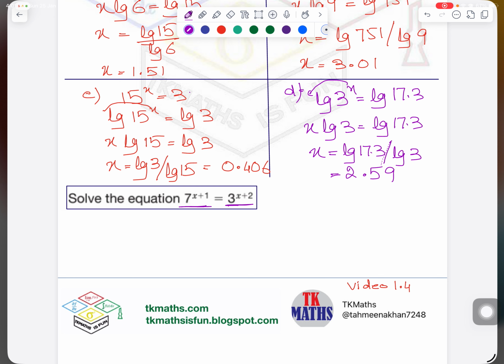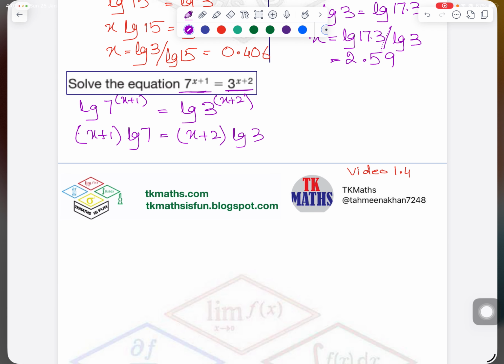So now I will apply log on both sides. It will become log of 7 power x plus 1, I'm writing in brackets, equals log of 3 power x plus 2. Again, I will apply the power law, so x plus 1 will come down as a multiplier. So log 7 equals x plus 2 log 3. Now open the bracket the way you do. So it is x log 7 plus log 7 equals x times log 3 plus 2 times log 3.